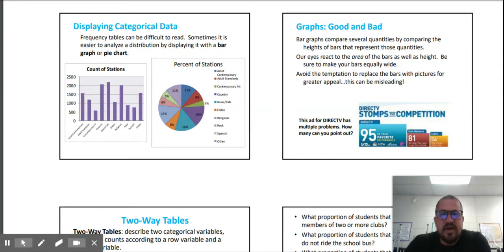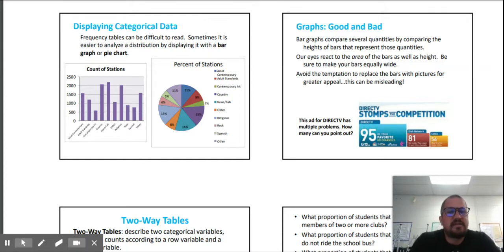You can also use a pie chart. So a pie chart also makes it easier to see, as you can see what are the biggest sections. A pie chart does need a key. So you have a key over here that tells you what each color stands for in your pie chart. And it must add up to 100% to be able to use those.